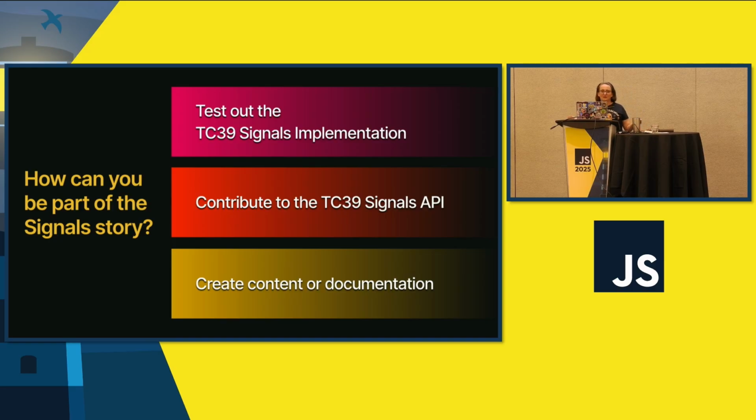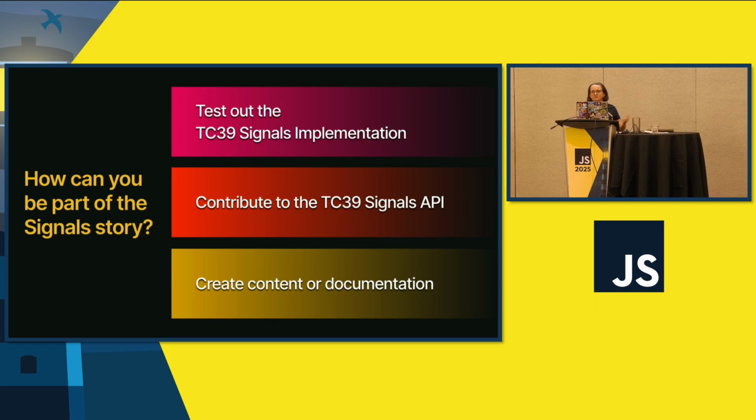Now, if you want to be part of the signals story, you can do that by testing out the TC39 signals implementation. And again, there's a polyfill you can add and test it out. And it's great if people are able to do that because you really don't know if a tool is working until you try it out in a bunch of different situations. You can contribute directly to the TC39 signals API. They actively answer questions about it. You can also create content or documentation similar to what I've done here today.